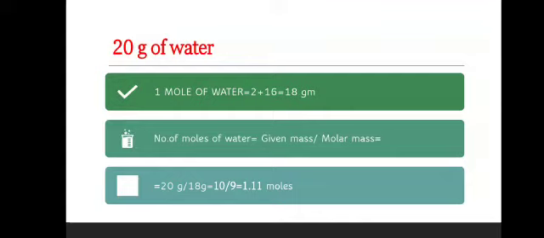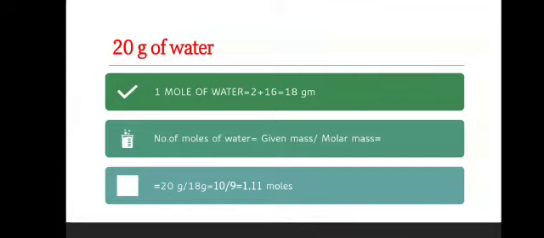We know the given mass, that is there in the question, 20 gram. So we have to substitute the value. So the given mass 20 gram divided by the molar mass, that is 18 gram, that is equal to 10 by 9, that is equal to 1.11 moles.